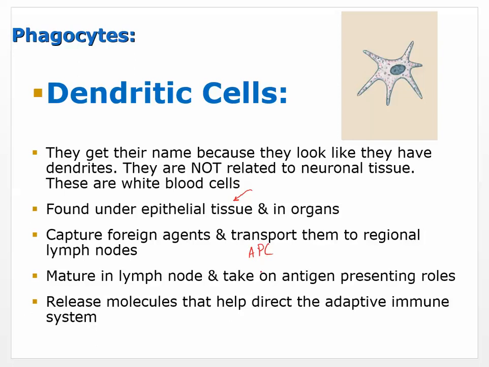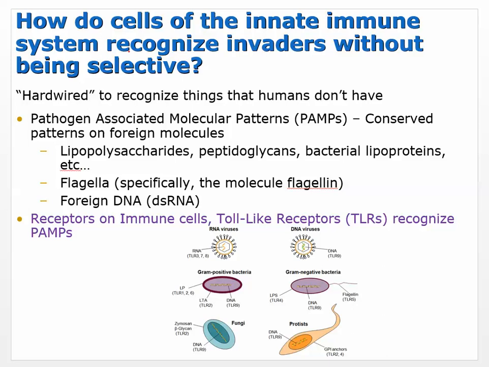So they mature in the lymph node, and take on antigen-presenting roles, which we'll cover when we talk about the adaptive or acquired immune system response. They release molecules that help direct the adaptive immune system. Now all of these, and we have a general term for this, but cytokines are communicating molecules that are very prominent in the immune response. So it can release signaling molecules, and then those signaling molecules can activate other parts of the immune system.